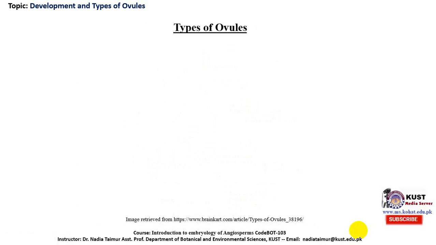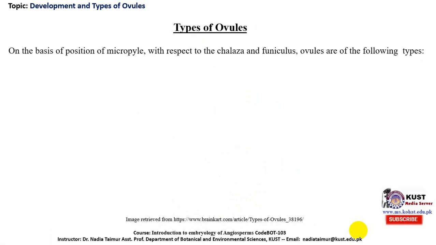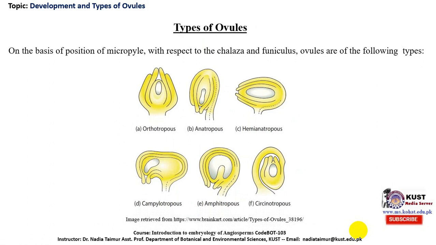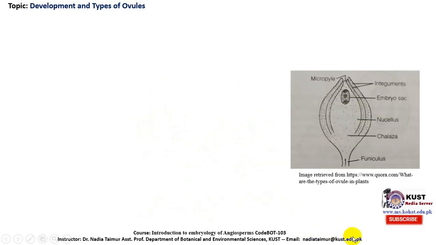Now we come to our next topic, which is types of ovules. On the basis of position of micropyle with respect to the chalaza and funiculus, ovules are of the following types. These include Orthotropous ovules, Anatropous ovules, Hemianatropous ovules, Campylotropous ovules, Amphitropous ovules, and Circinotropous ovules.